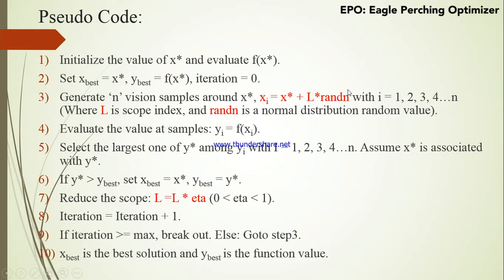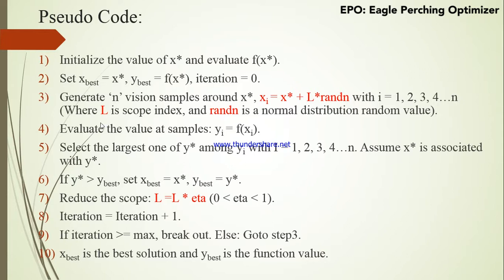The formula is straightforward: x_i is equal to x star plus L times randn. Here i represents the number of points that we are generating. L is equivalent to the glancing angle of the eagle. At first its value will be high, but with every iteration it will decrease. Randn here represents the random values that we are generating, but it will also control the number of eagles and the dimensions we are dealing with.